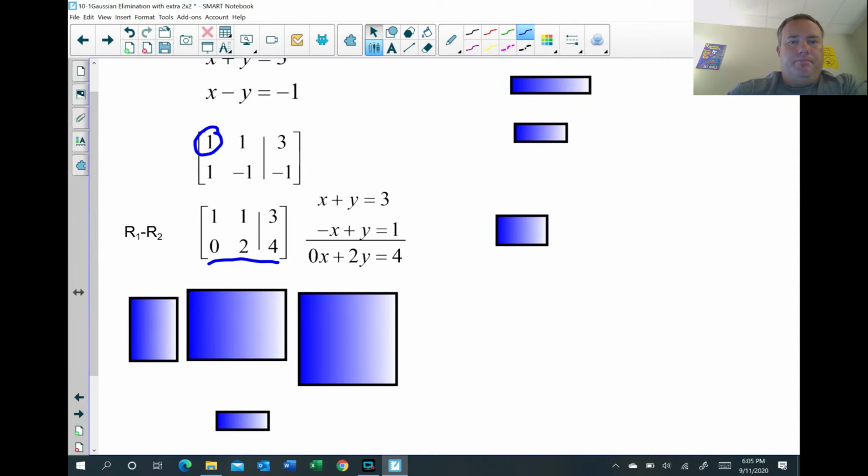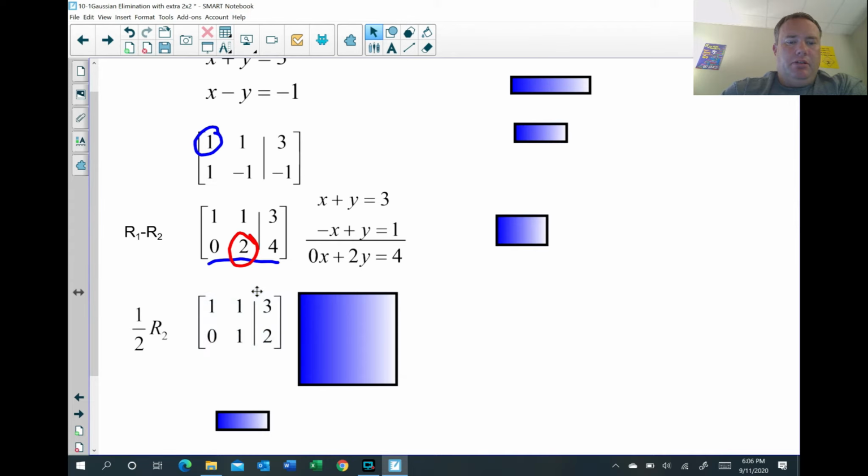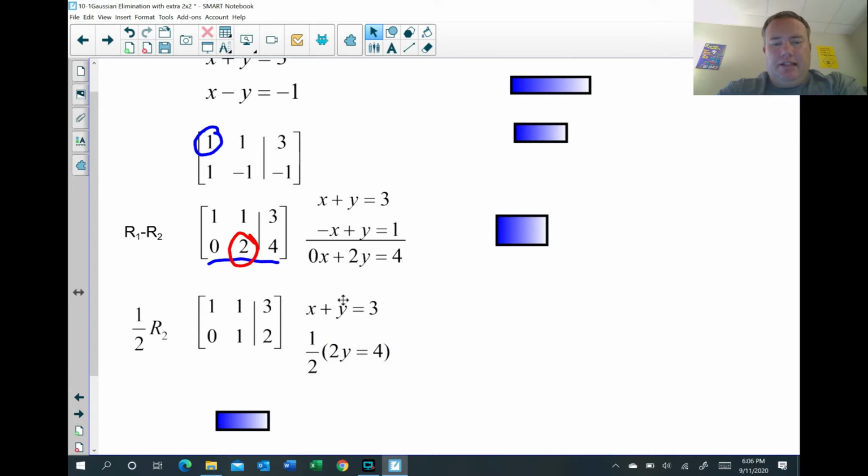Next step. We want to get a 1 right here in the second column, second row. To get that, what would you have to multiply 2 by to get 1? You'd multiply by 1/2. As you can see, we're not doing anything to row 1. Row 1 stays the same, still 1, 1, 3. But the second row, we multiply the 2 by 1/2 and the 4 by 1/2.